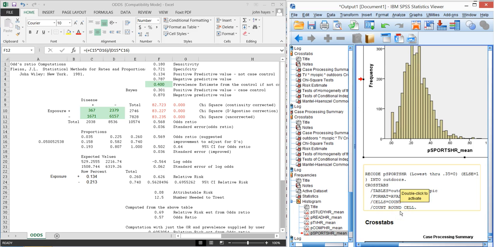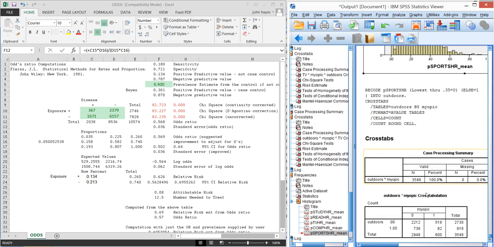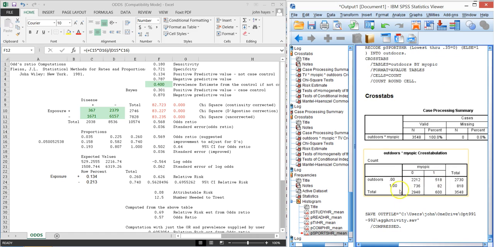Then we're going to do a crosstabs of outdoors, and we have the myopic status of the children. So we get this table right here. Now, to use this table in this spreadsheet, you have to be pretty careful about the way that you enter the data. Order is important in this case. The green is spaces for numbers that you have to fill in.